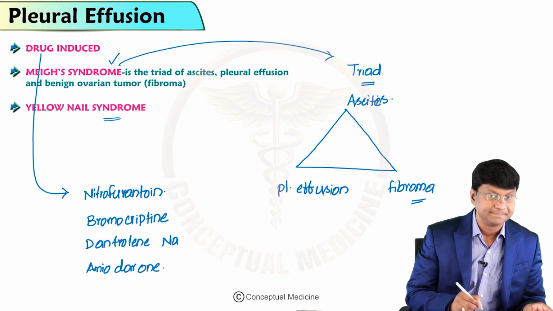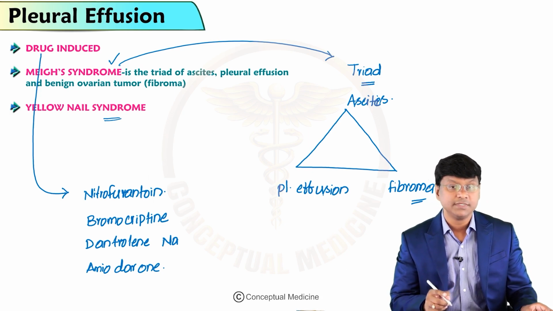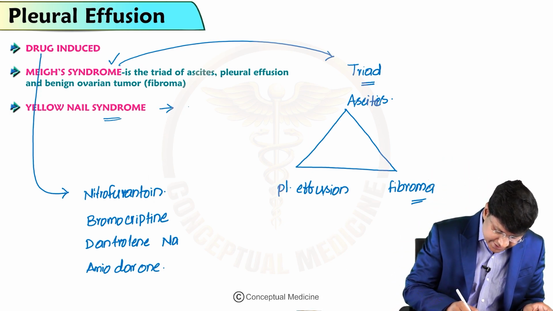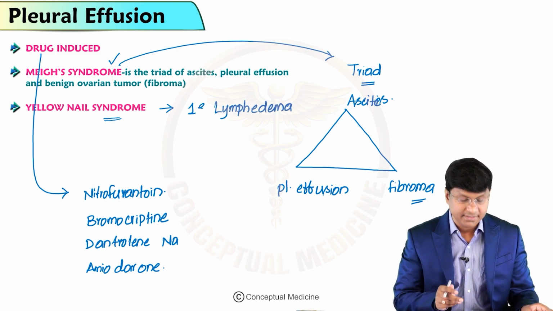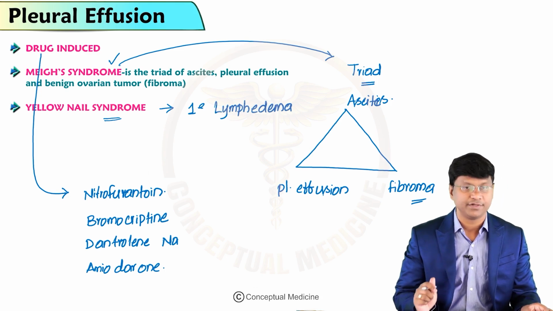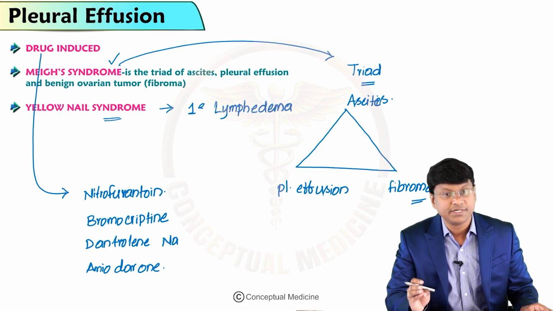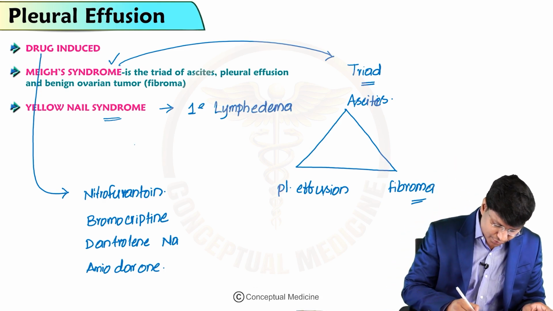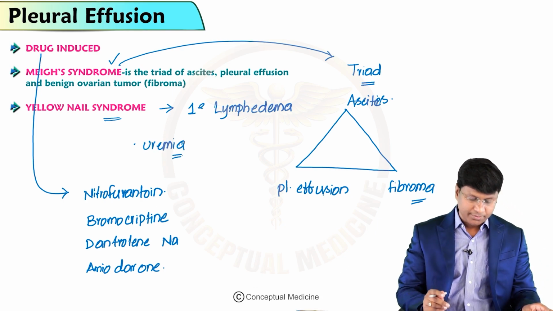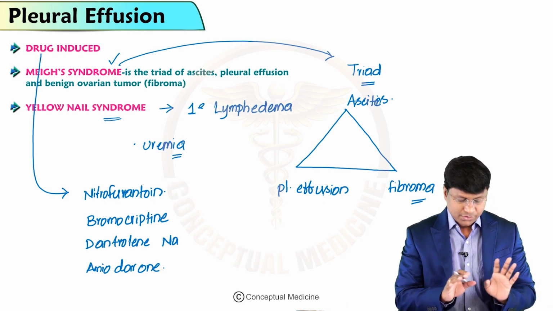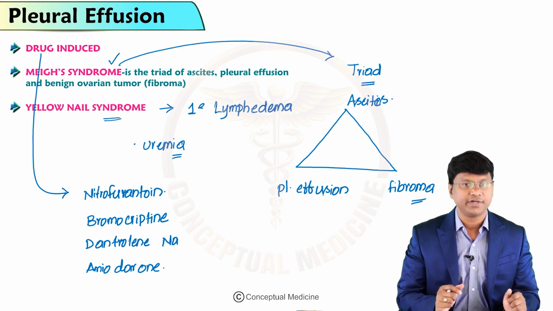Then yellow nail syndrome. Now this yellow nail syndrome is a lymphatic disorder. It is a primary lymphedema associated with yellow nails and pleural effusion. And in these patients with the exudative type of pleural effusion, another important etiology is uremia. This also can contribute to the exudative type of pleural effusion. So these are all the etiologies which cause exudative type of pleural effusion.